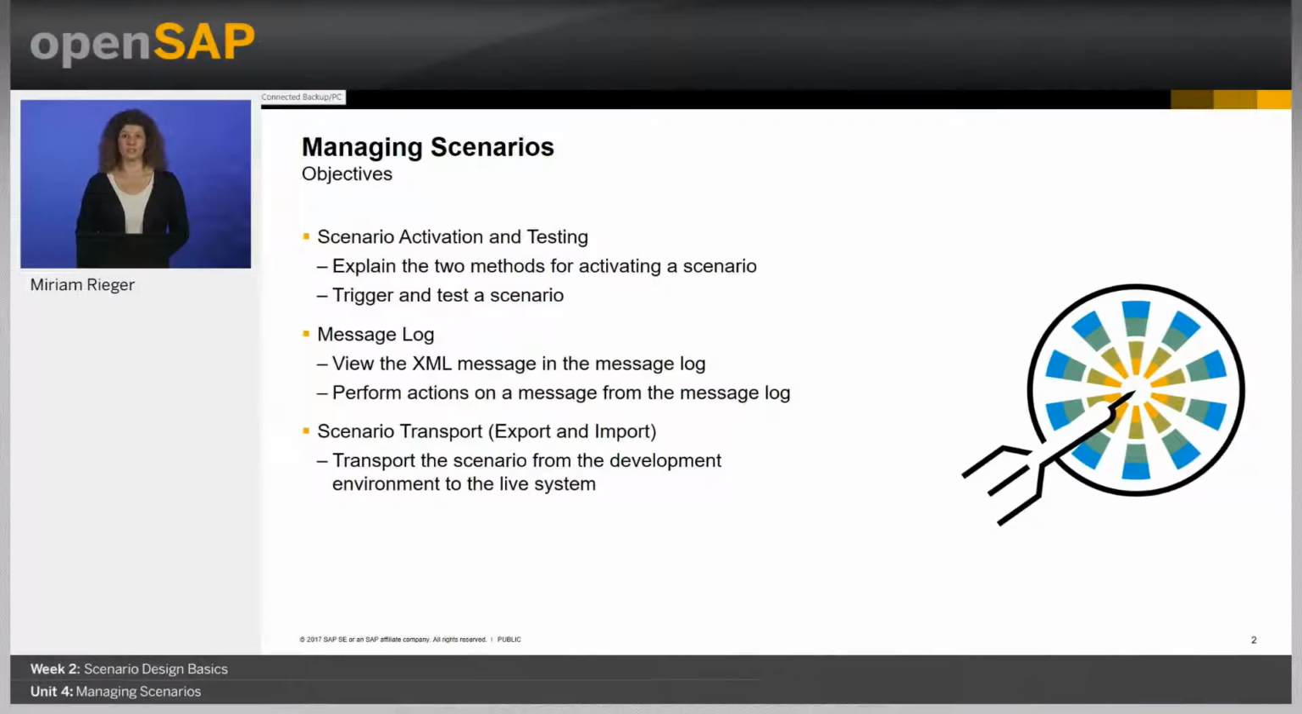The objectives in this unit are the scenario activation and testing. Here we explain the two methods for activating a scenario, and how to trigger and test a scenario. The message log: how to view the XML message in the message log and to perform actions on a message from the message log. The scenario transport, also called export and import: how to transport the scenario from the development environment to the live system.